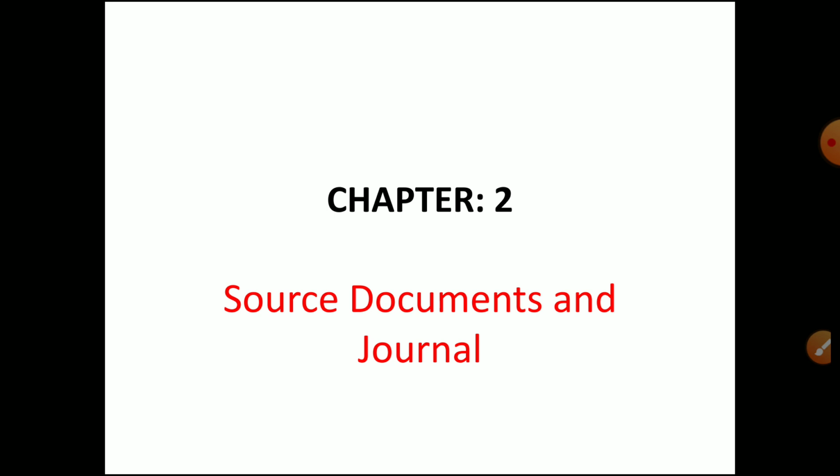Before going to the journal, we'll discuss source documents. The rules of accounting we discussed in the last class are required to write journal entries. There are three different types of rules: real account, personal account, and nominal account. The real account rule is debit what comes in, credit what goes out. The personal account rule is debit the receiver and credit the giver. The nominal account rule is debit all the expenses and losses, credit all incomes and gains.